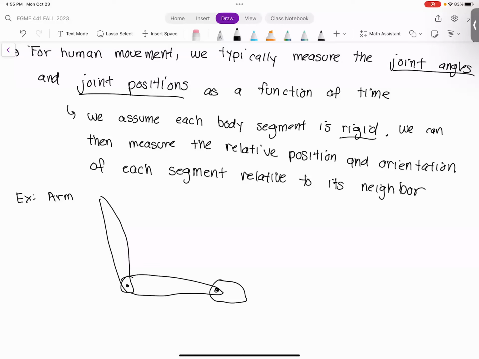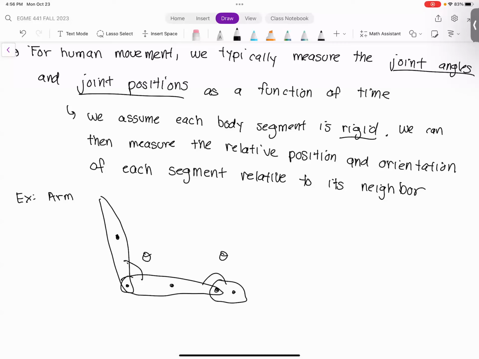And so we consider each of these to be a rigid link, okay? And then what we're going to measure here are this angle here, this angle here, the relative positions of the center of masses, okay? So we're mostly concerned with the relative position of each body segment to the other, and how that changes with time. That's going to give us the motion.